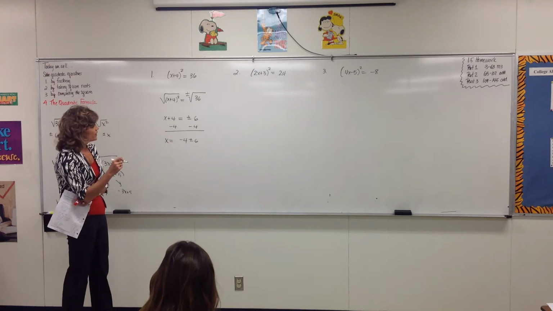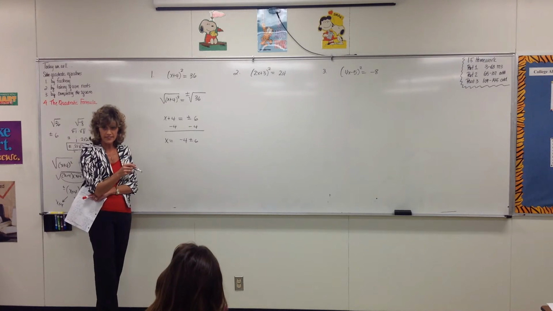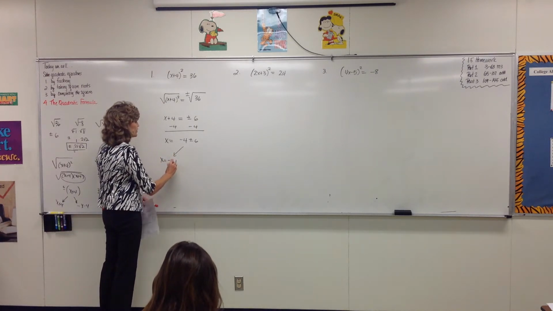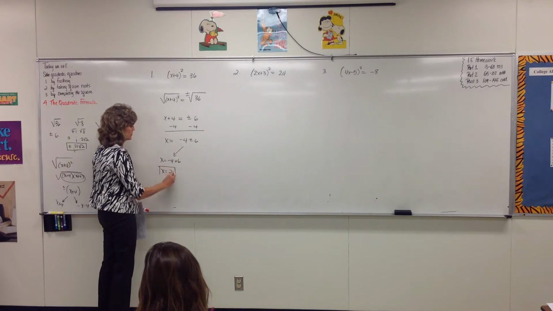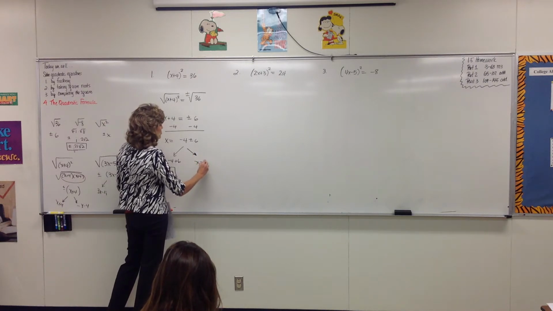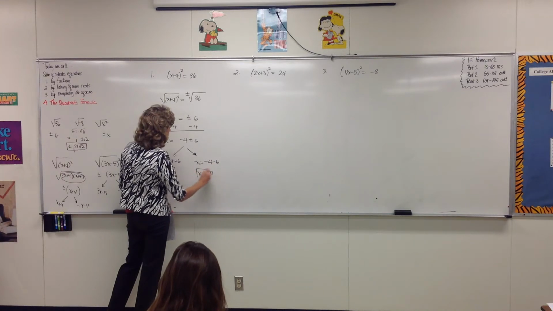Don't leave this. Those are like terms. Combine them. That means x is negative 4 plus 6, or 2. But also, the other possibility, x equals negative 4 minus 6, or negative 10.